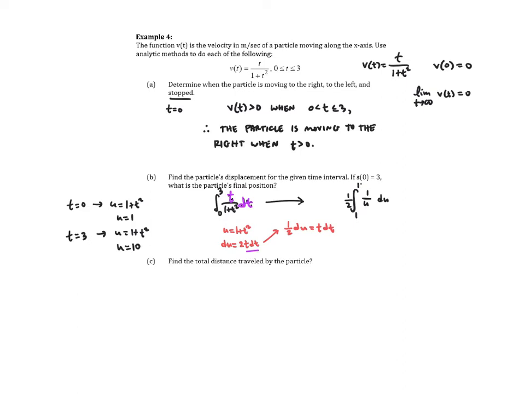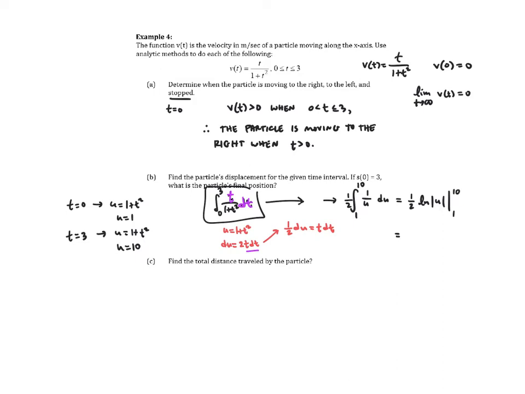Yeah, that should be good. So these two are equivalent, right? This integral here and our new integral over here are equivalent based on the change in our variable. Okay, so this will be 1/2 the natural log of the absolute value of u evaluated from 1 to 10.